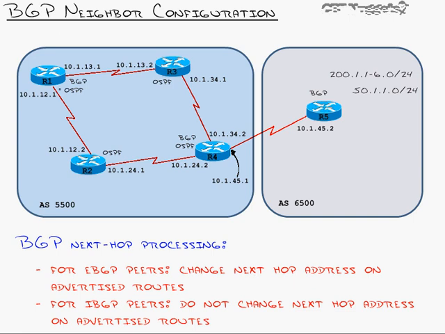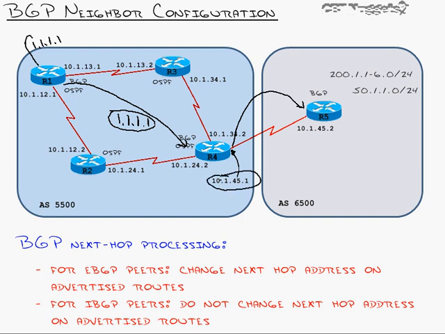So let's stop right there. That means if router 1 sends some routes to router 4, it will be the next hop address, which as of right now, router 1 is using its loopback interface as its update source. So it will say the next hop address is 1.1.1.1. Now router 4 is going to advertise those routes to router 5, and it will change the next hop address from 1.1.1.1 to itself. It will become the next hop, 10.1.45.1.